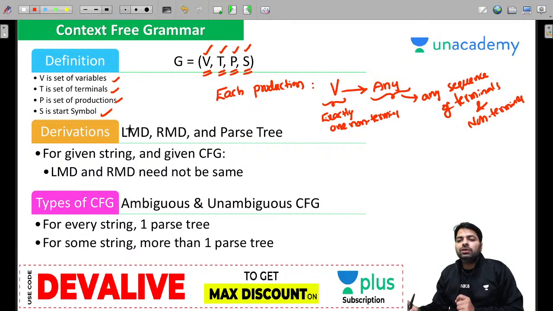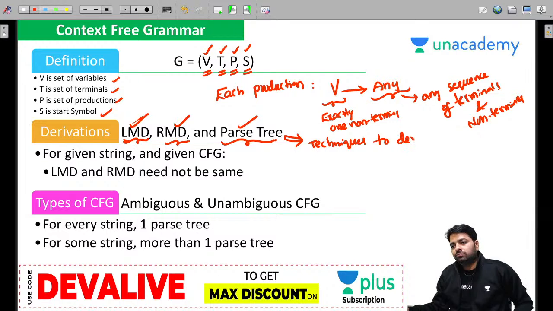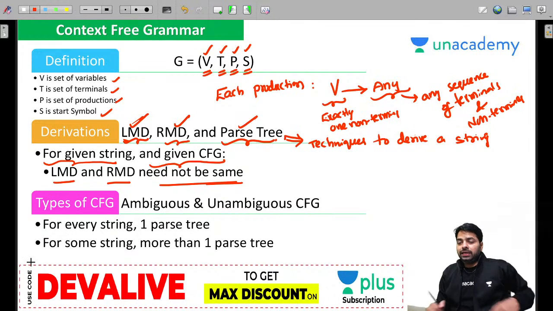Derivations: leftmost derivation, rightmost derivation, and parse tree. If you have remembered, it's okay, I will rewind all the concepts. What is LMD, RMD, and parse tree? These three are derivation techniques to derive a string for a given grammar. If you take any given string from a given grammar, the LMD and RMD need not be the same. Remember that point. They can look different, but still they are deriving the same string.